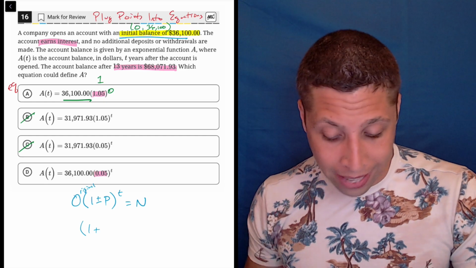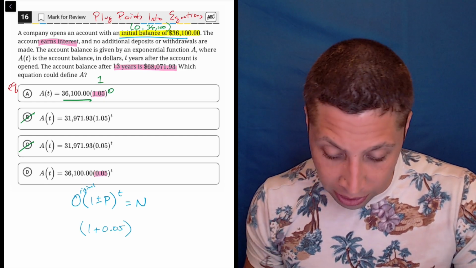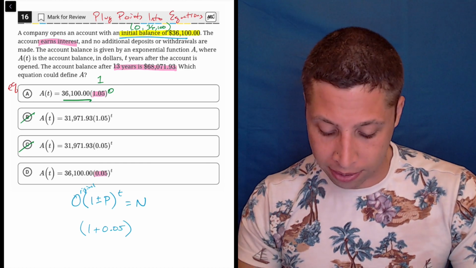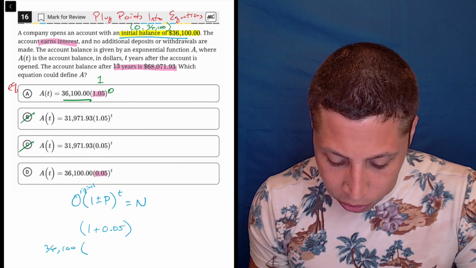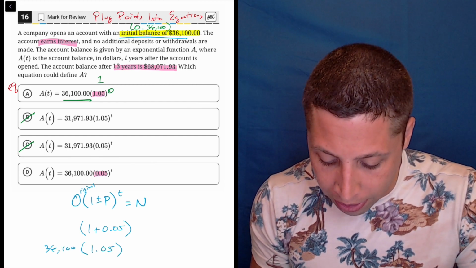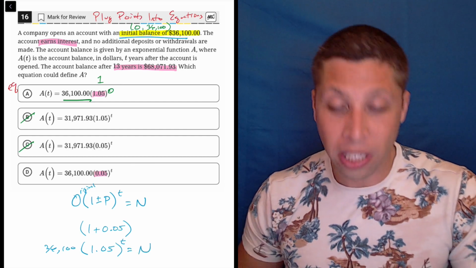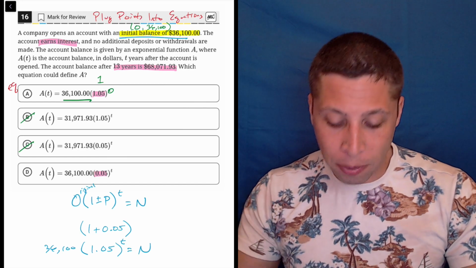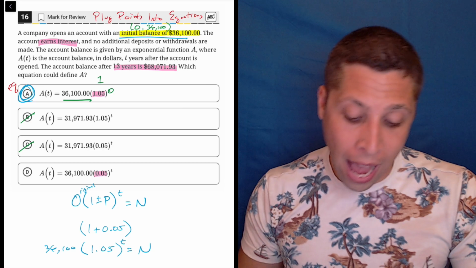In this case, they don't really tell us, but now we can figure out that they're saying this is 5% interest. I don't think they actually say that here, but the equation is telling us that, meaning that our 36,100 is going to be multiplied by 1.05, and that'll be raised to some power to give us the new value after however many years. So we need the 1.05 to be an increase, so that gets us to choice A.